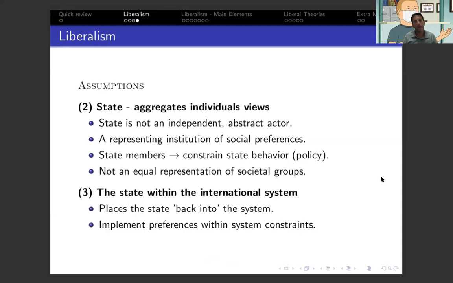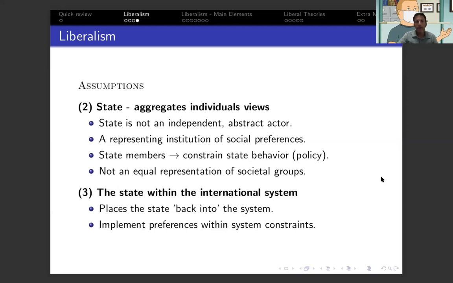Finally, the third assumption places the state back into the international system. The idea is that the behavior of states in the international system is based on the individual preferences of its different members of society, different groups, and states are trying to implement those preferences within their policies in the international system. But they must operate within the constraints of the system, because other countries, other states, are also trying to implement their own preferences, their own policies. So there's got to be some kind of constraint on how much of those preferences of the members of my society I'm actually able to implement.